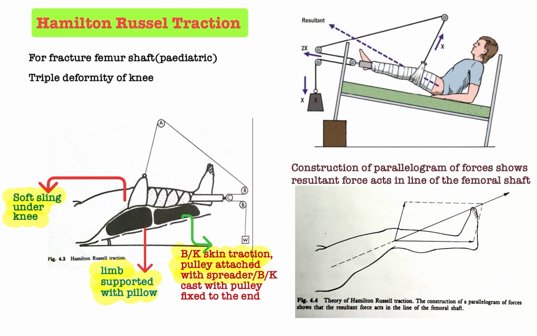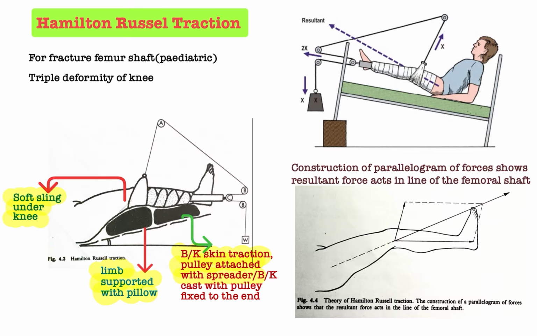Alright. Now, the cord passing from the knee sling passes over a pulley which is just anterior to the knee sling, and the rest of the pulleys are distal to the leg, where pulley C is attached to the spreader of the skin traction, or it is fixed to the foot end of the below knee cast in case of modified Hamilton-Russel traction.